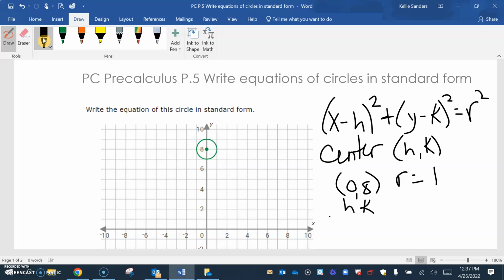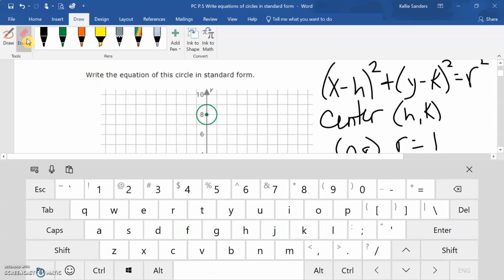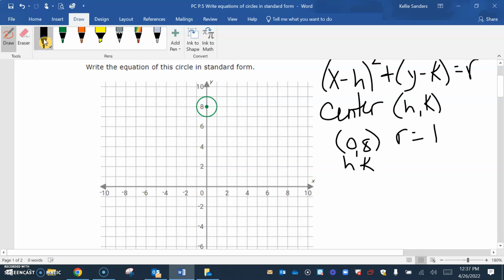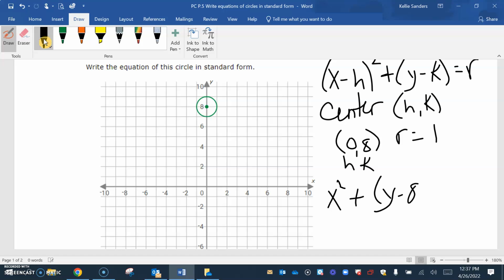So our equation is, we don't need the h because it's 0. It is x squared plus (y minus 8) squared, because remember we changed the signs of them, and 1 squared is 1.